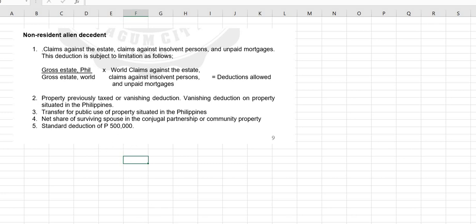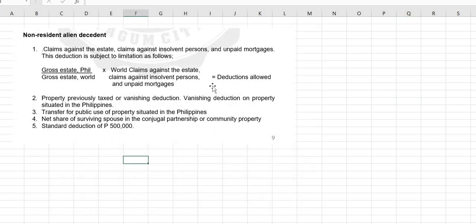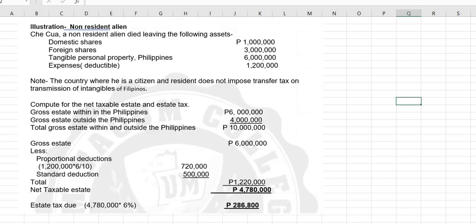Okay? Sige. So, here, we have Chikuwa, a non-resident alien, who died leaving the following assets: domestic shares, 1 million; foreign shares, 3 million; tangible personal property in the Philippines, 6 million; and deductible expenses of 1.2 million. Since these are not itemized, it is possible that these are claims against the estate, claims against insolvent persons, and unpaid mortgage. Note that the country where he is a citizen and resident does not impose transfer tax on the transmission of intangibles of Filipinos.